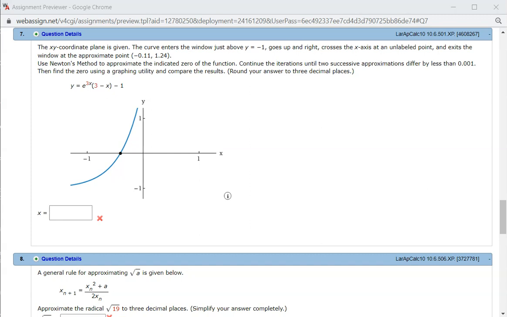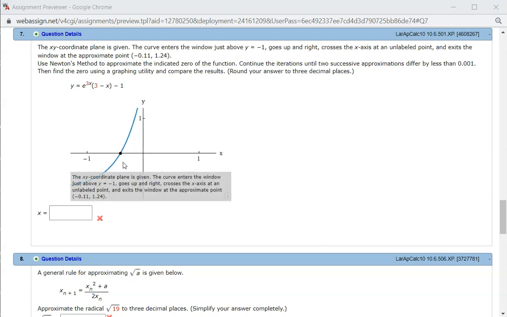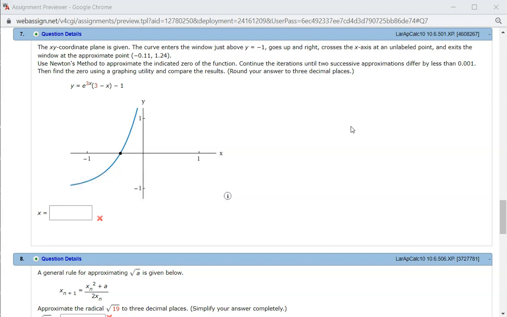All right, let's look at the homework 10.6, problem number 7. We have a function given here, e to the 3x times quantity 3 minus x, minus 1, and whose graph shows up right here. And we want to approximate this zero right here using Newton's method. All right, so let's try that.